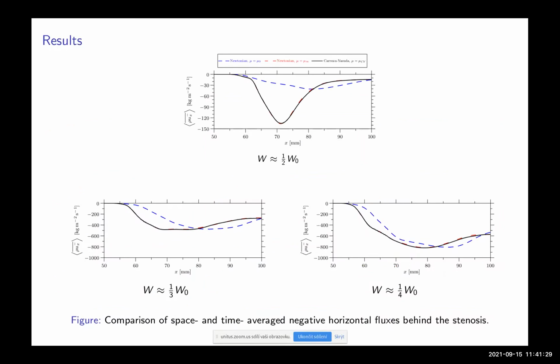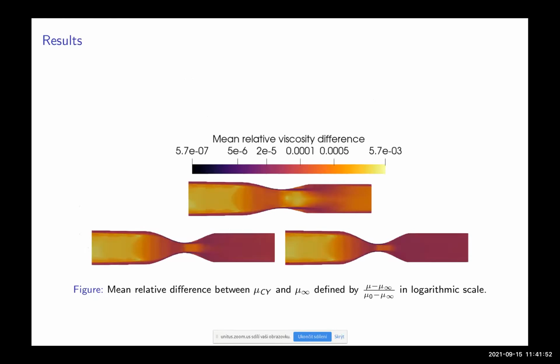This can be seen again in this slide, where the backflow is also averaged in space. So we can see that the black line, which corresponds to the non-Newtonian model, and the red line, which is the Newtonian regime with limit viscosity n infinity, are pretty much the same. And this can be explained when we look at the viscosities.